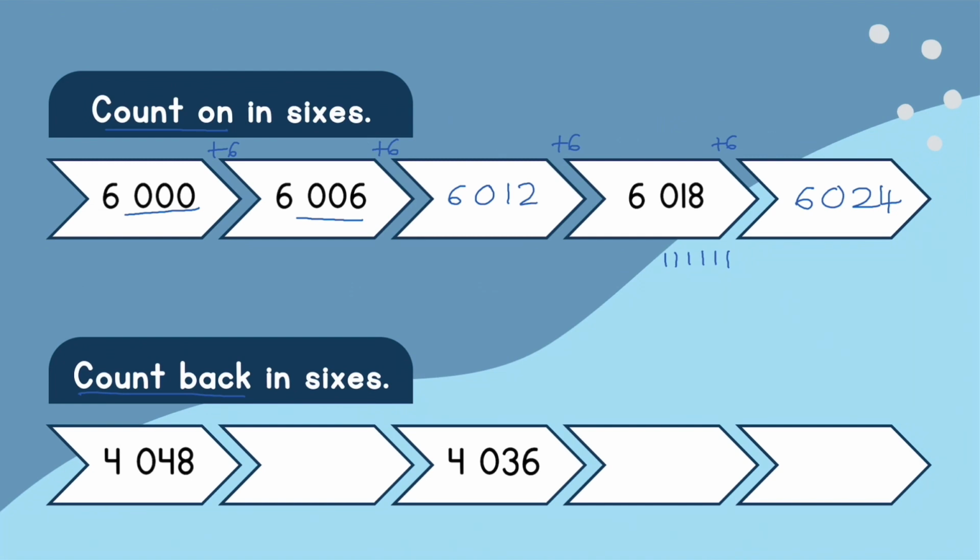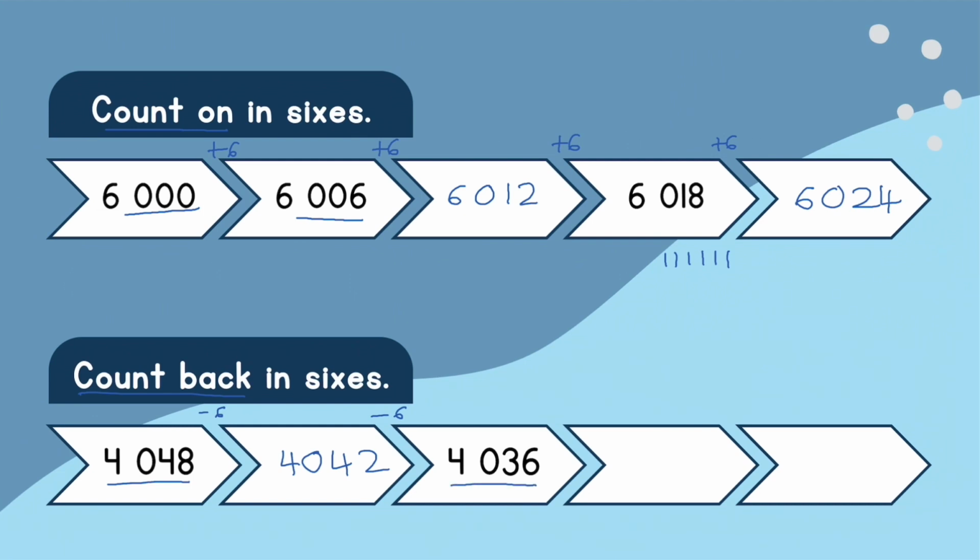Minus 6. That means we count backward 6 for each number. So let's see, the first number here we have 4048. Then count back in 6 means we need to minus 6. To get the second number, 48 minus 6 is equal to 42. So it will be 4042. If we minus again with 6, it will be 41, 40, 39, 38, 37, 36. So that's why here is 4036.